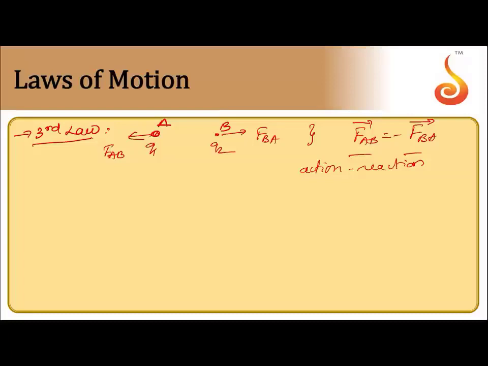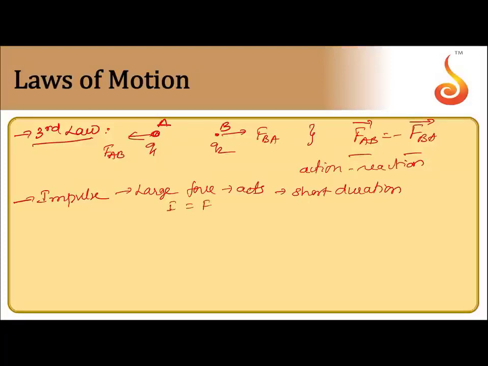Now to understand these things, we also need one more very important idea, that is the idea of impulse. In the case of impulse, a very large force acts on an object for a short duration of time. The impulse is given by the product of force into the short interval of time. So I is equal to F into delta t.